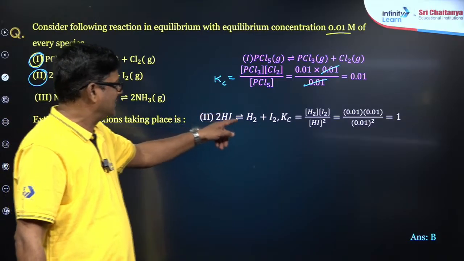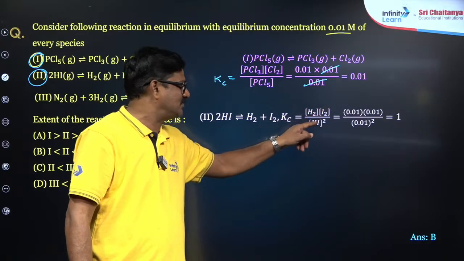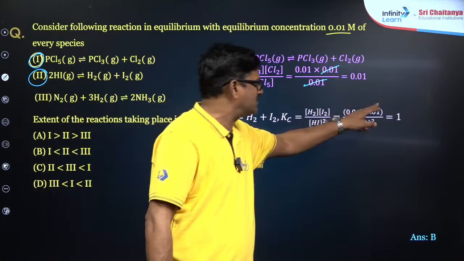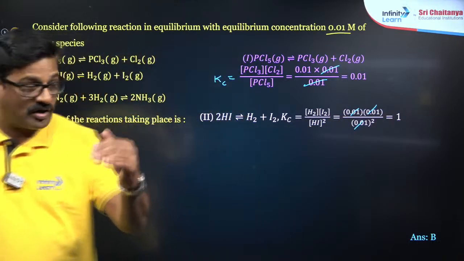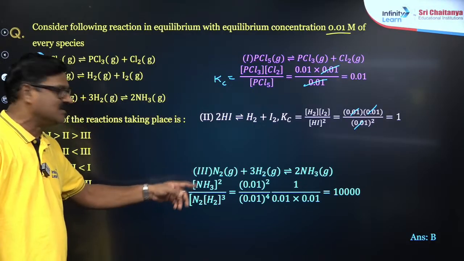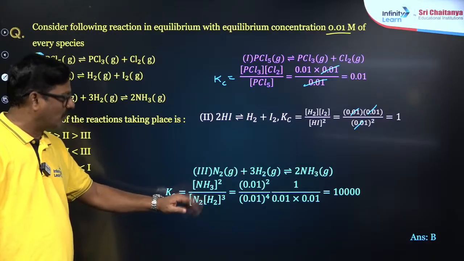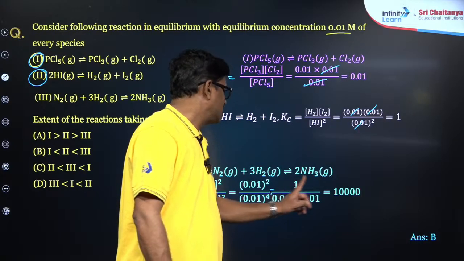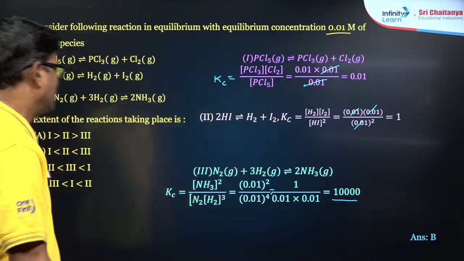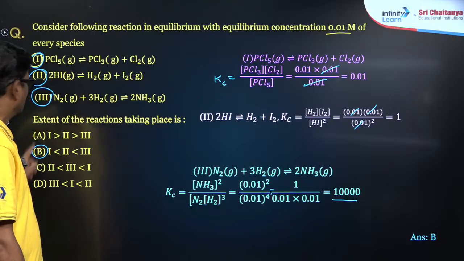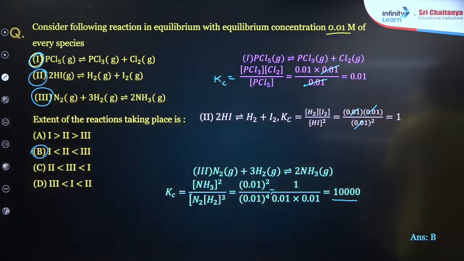So for this, Kc is equal to H2 and I2 upon HI square. 0.01 into 0.01 upon 0.01 square is equal to 1. When you talk about N2 plus 3H2 gives us NH3, it is 0.01 square upon 0.01 to the power 4, so you are going to see 10,000. On doing so, this is faster than the others. The answer is going to be B. You got it right? Parthiv, Hemant, Bazid. Any doubt, beta?